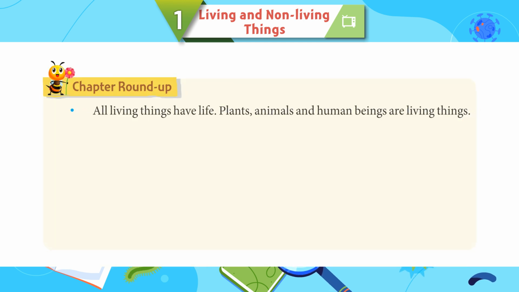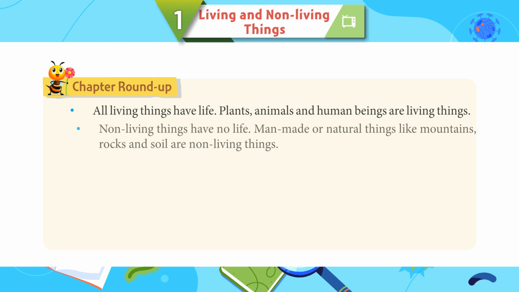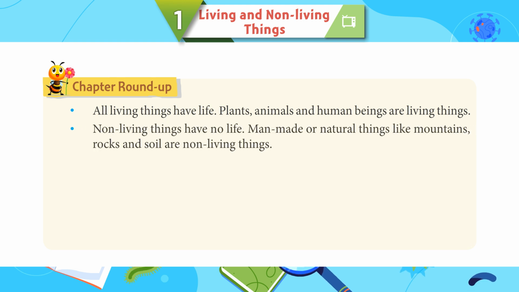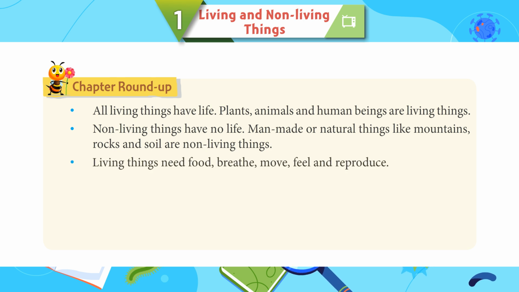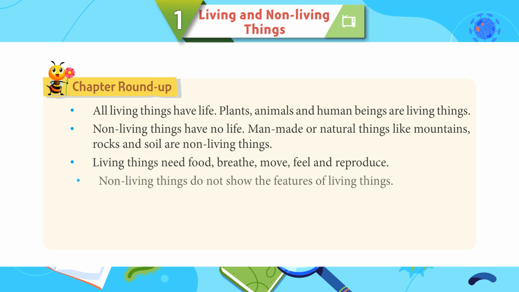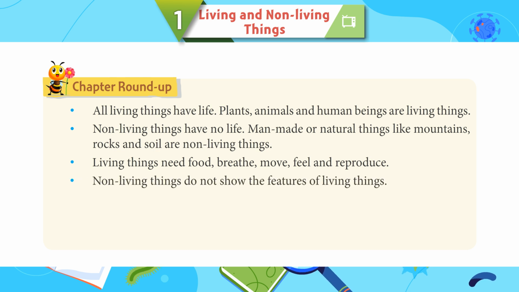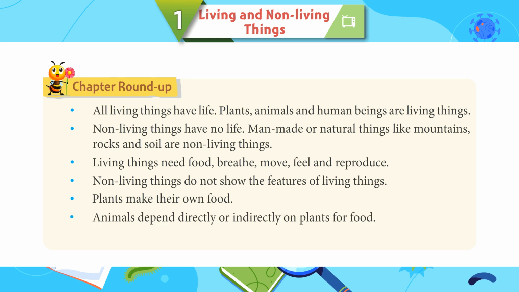Chapter Roundup. All living things have life. Plants, animals, and human beings are living things. Non-living things have no life. Man-made or natural things like mountains, rocks, and soil are non-living things. Living things need food, breathe, move, feel, and reproduce. Non-living things do not show the features of living things. Plants make their own food. Animals depend directly or indirectly on plants for food. Plants and animals are interdependent.